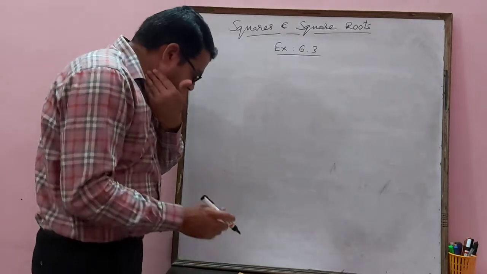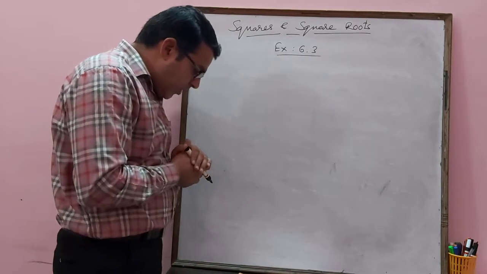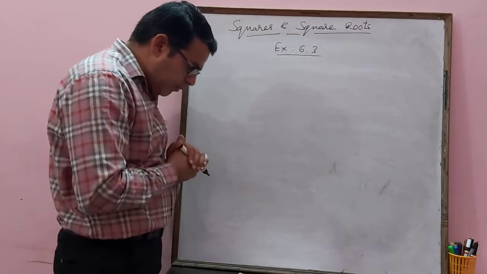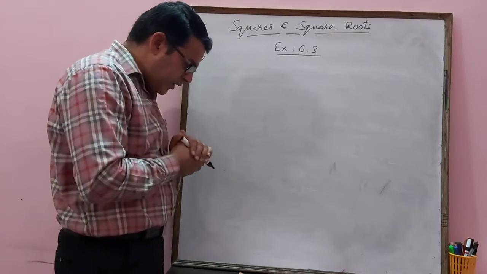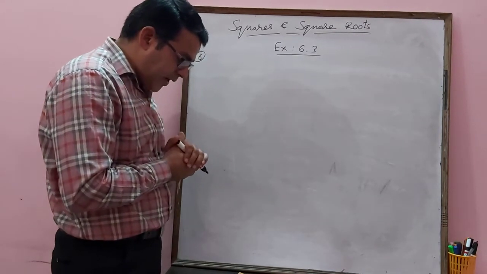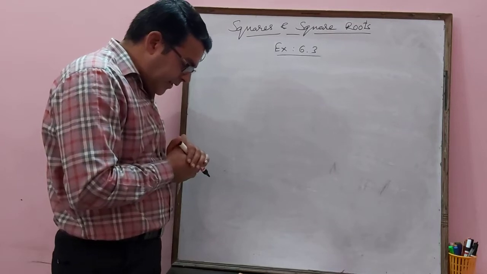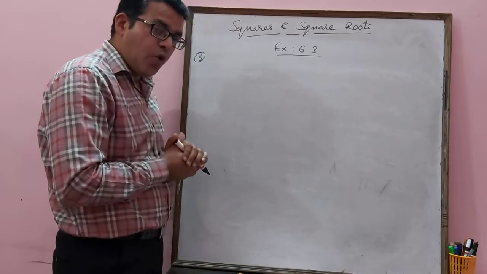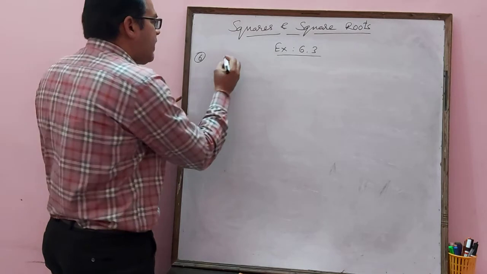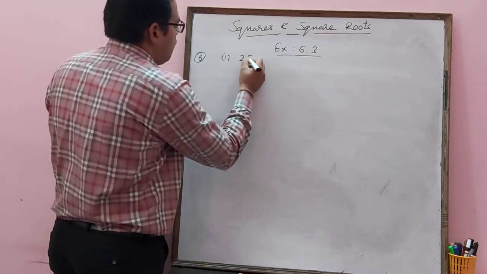So the question is, let me read the question first. For each of the following numbers, find the smallest whole number by which it should be divided so that we get a perfect square. Also find the square root of the square number so obtained. Right. Now the first part I am solving here is 252.